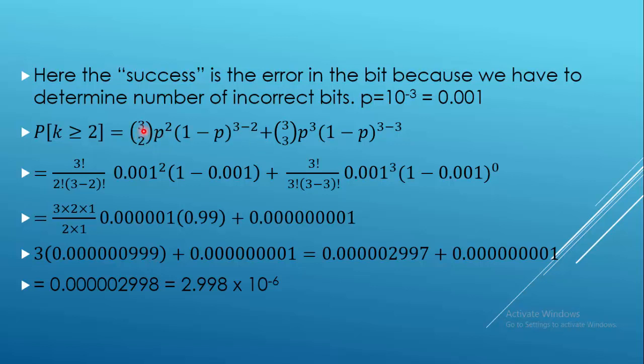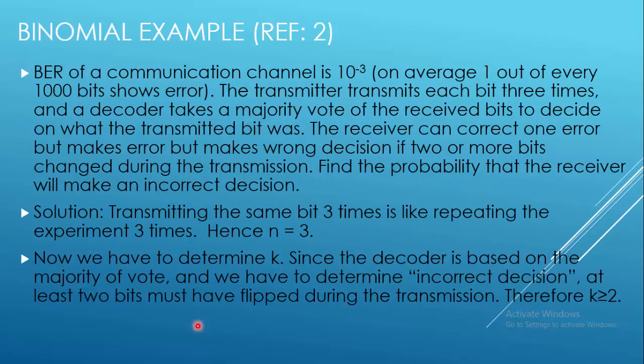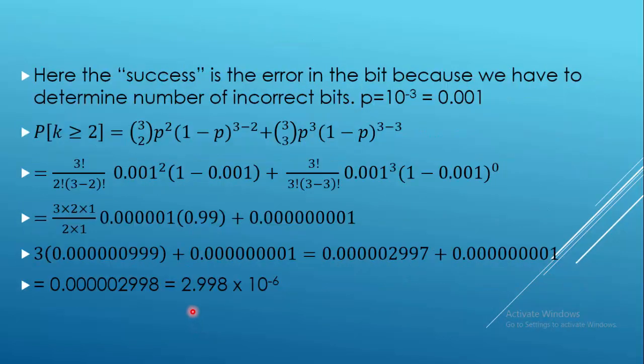So first of all, 3 choose 2, p squared, (1 minus p) to the power 3 minus 2, where 3 is n and 2 is k, and we just plug in these values in this equation, and we get the probability of incorrect bits. So if the bit error rate is 10 to the power minus 3, in that case the chance of error in the detection of the bit is 2.998 multiplied by 10 to the power minus 6.